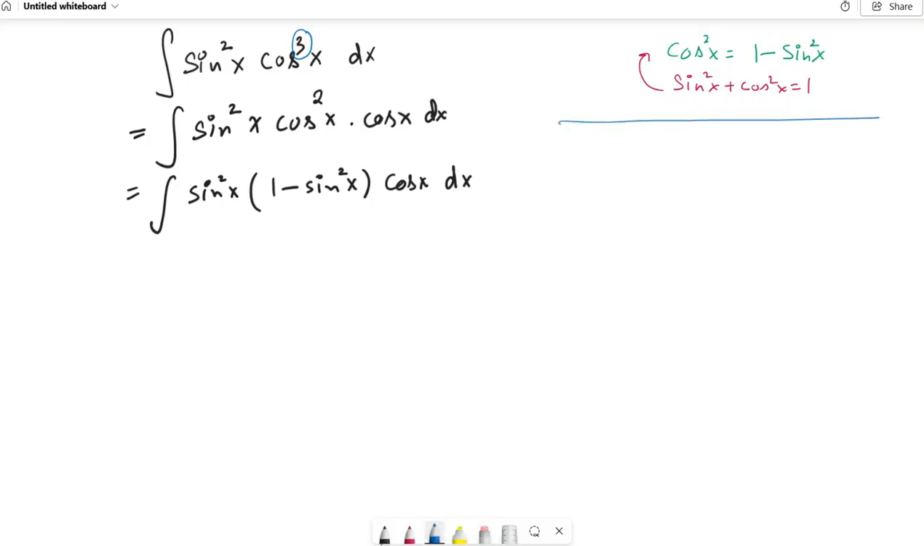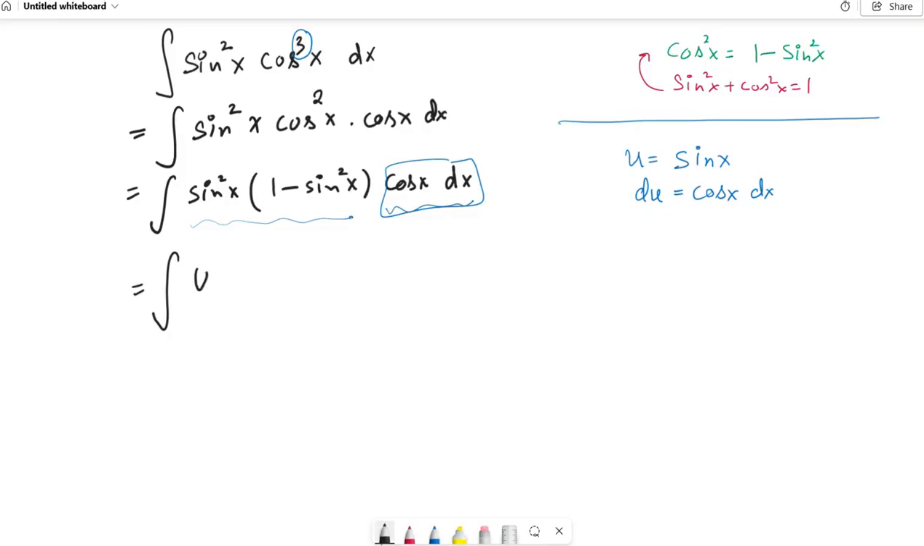Once we have that, everything is in terms of sine, but there's a cosine x dx, so we can use the u sub technique to put u equal to sine of x. Differentiating, du will be cosine x dx. So that's already sitting in the question. So we can replace now. Sine is u, so u square times (1 minus u square), and this whole thing can be replaced as du.